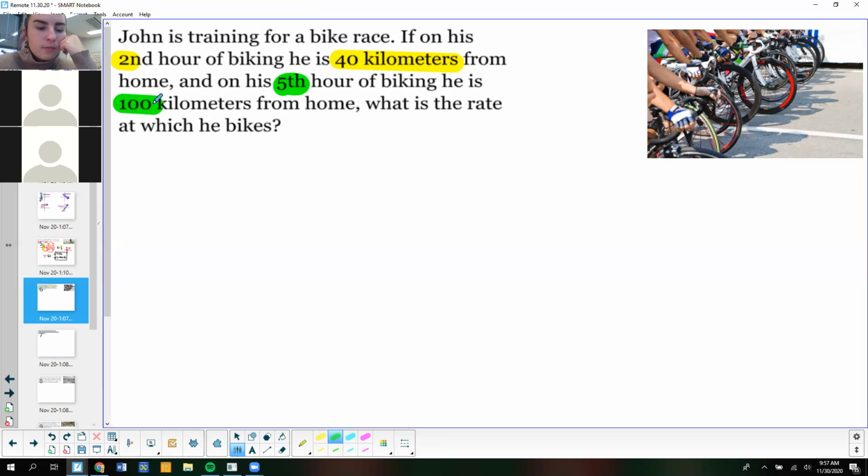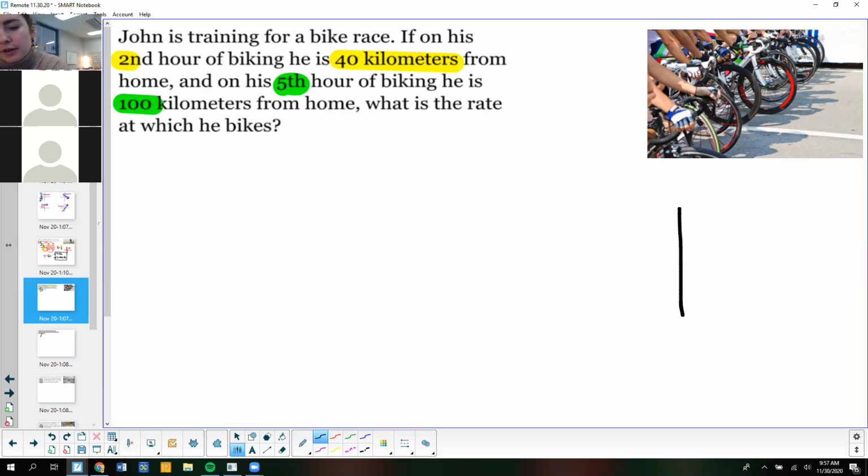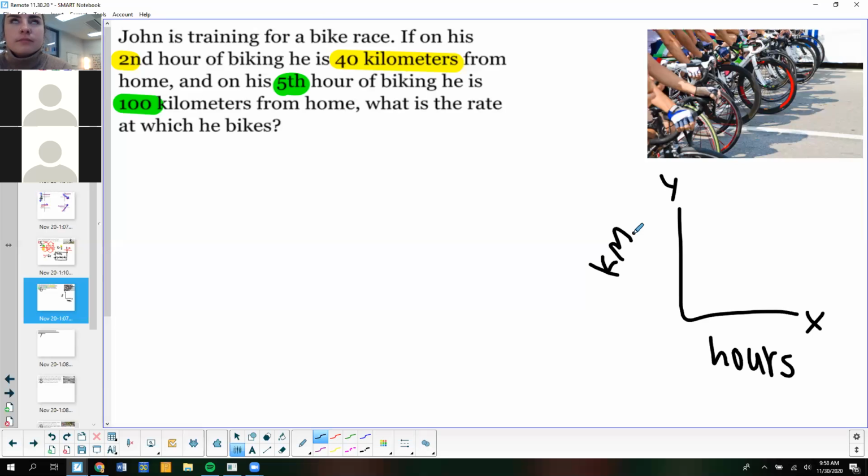Right now, we don't know if this is a proportional relationship or not, but we can figure out the rate at which he's biking because we can actually write this. If this were on a graph, we would have our x value and our y value. Our x value, we could make it hours, and our y value could be kilometers. It's hard to write on this thing and explain because I usually talk with my hands and point at stuff, but I'm trying, guys.